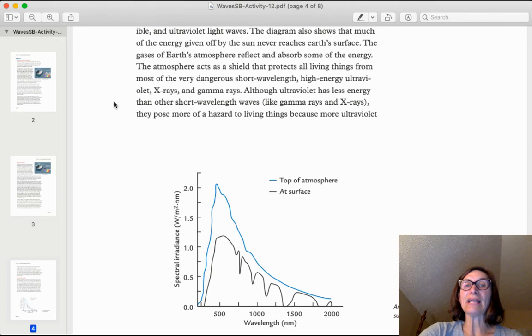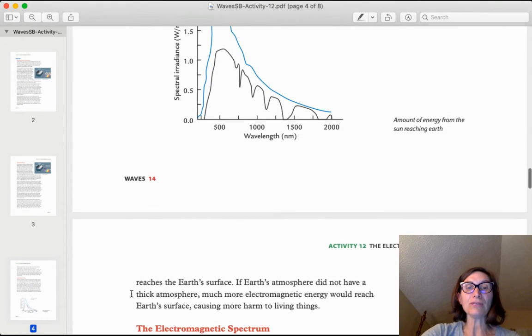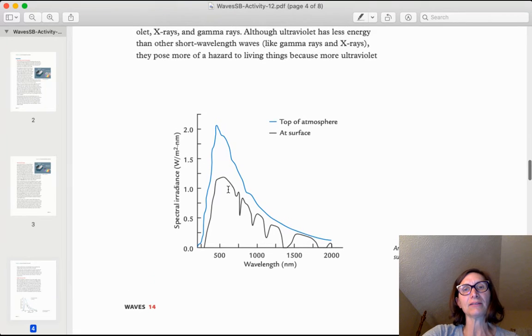Although ultraviolet has less energy than other short wavelength waves, like gamma rays and X-rays, they pose more of a hazard to living things because more ultraviolet reaches the Earth's surface. If Earth's atmosphere did not have a thick atmosphere, much more electromagnetic energy would reach Earth's surface, causing more harm to living things.